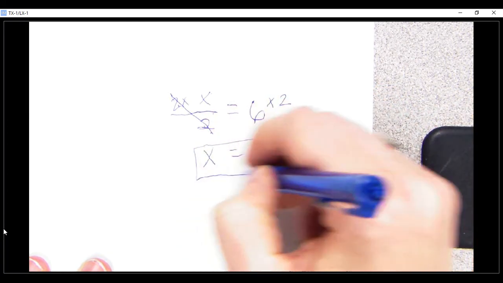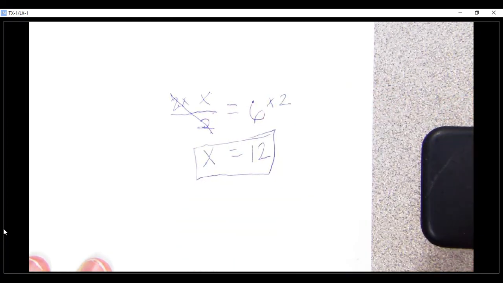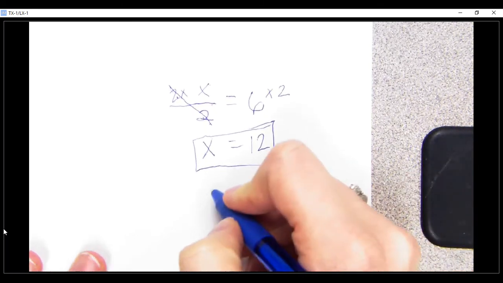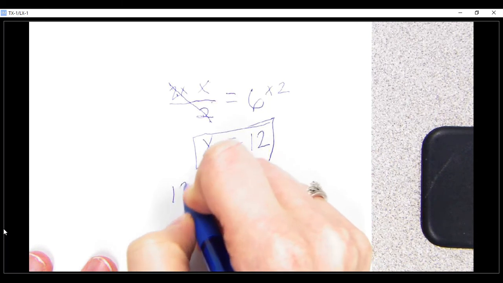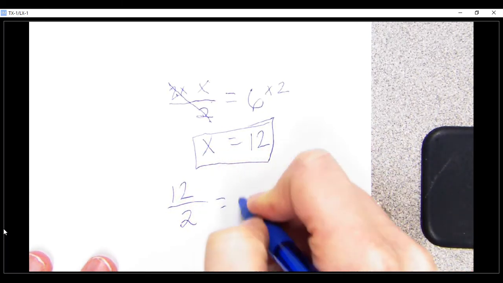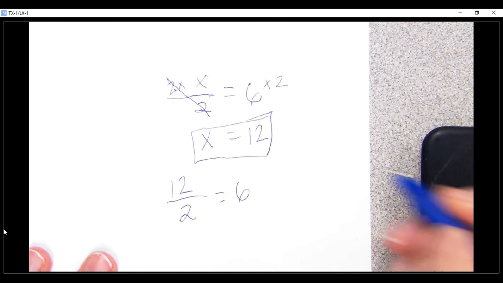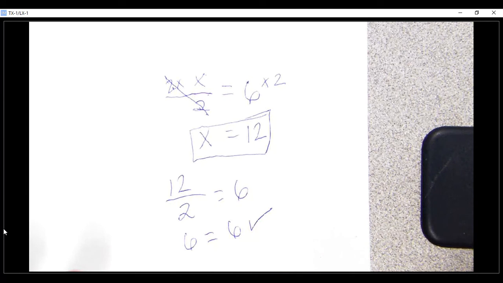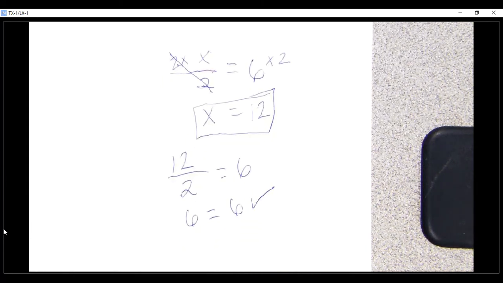Great, I have the x all by itself, but again, I can always check my work, and I'm going to do that. So if I put in 12 where my x is and divide it by 2, it should equal 6. And yes, it does. 12 divided by 2 is 6, so I know I have done that correctly.